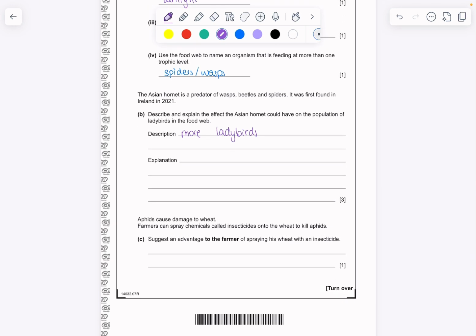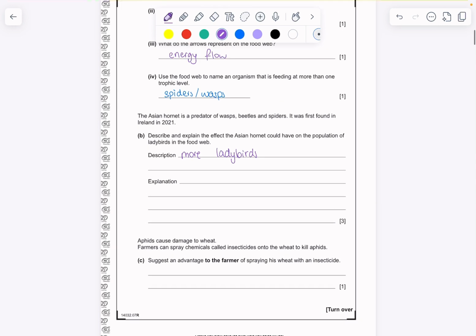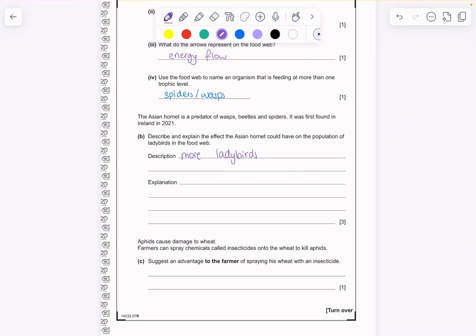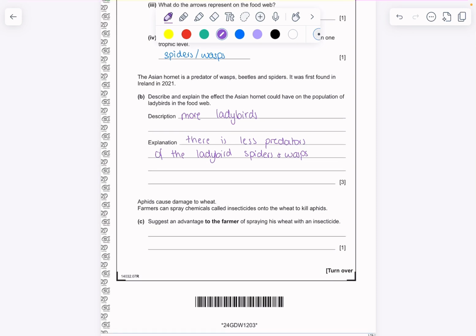Because ladybirds, remember, are eaten by spiders, who are eaten by wasps, and if the Asian hornets are eating the wasps, then they're removing their predators. So we can put in here for an explanation, there's less predators of the ladybird. You can put in there spiders and wasps, you want to be more specific. Another point we could put in here as well is that there's going to be more aphids as well because they're not being eaten as much either, so therefore they've got more food.